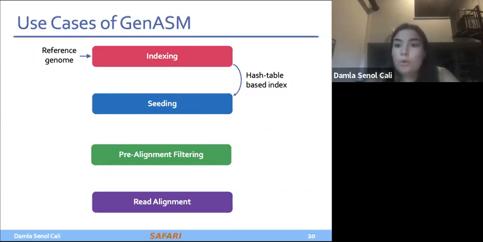Second, seeding queries the index structure for determining potential mapping locations of each read in the reference genome using seeds, like substrings from each read. This provides the potential mapping locations.